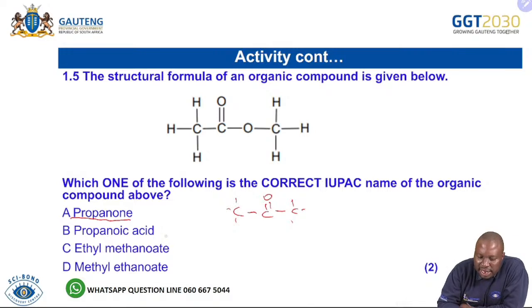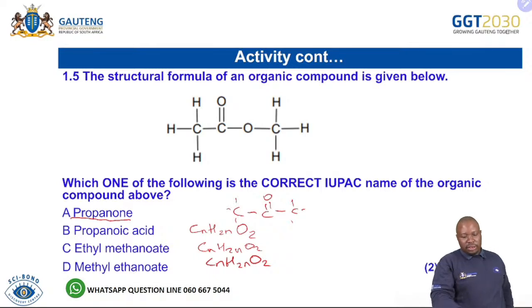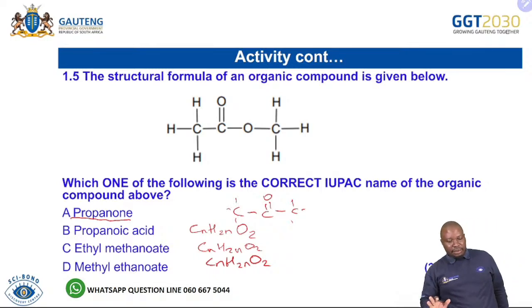Propanoic acid. At least with propanoic acid, you know the general formula for carboxylic acid is CnH2nO2. For options C and D as an example as well, they have CnH2nO2. Remember we said the esters and carboxylic acids have the same general formula. So these ones, at least they are related because they have the same general formula.